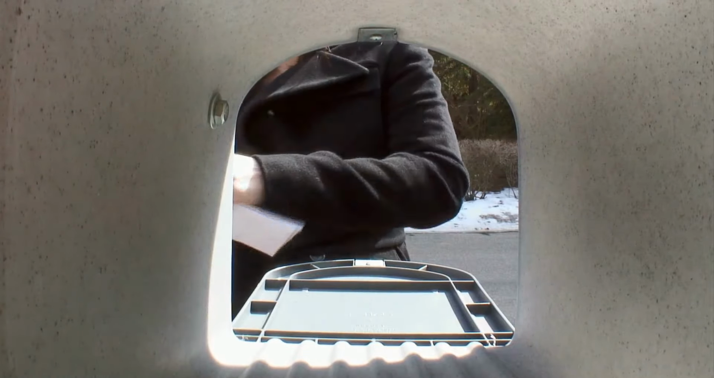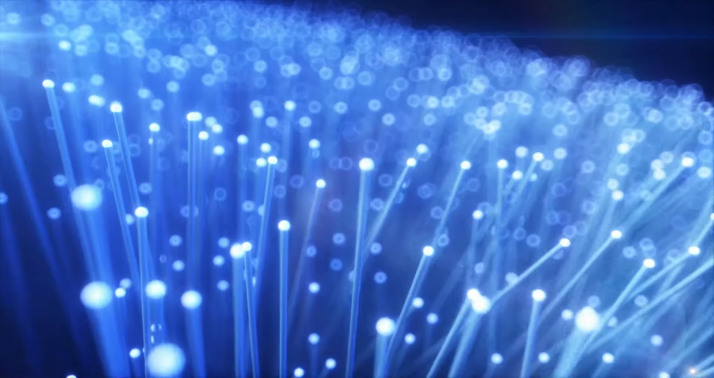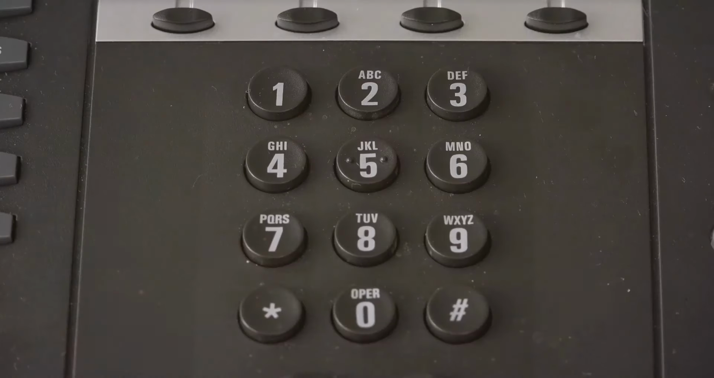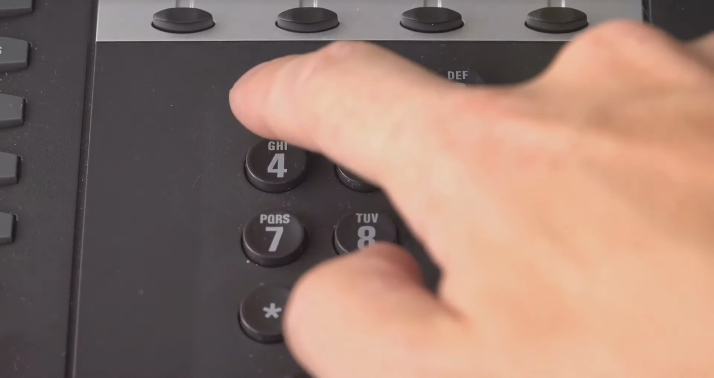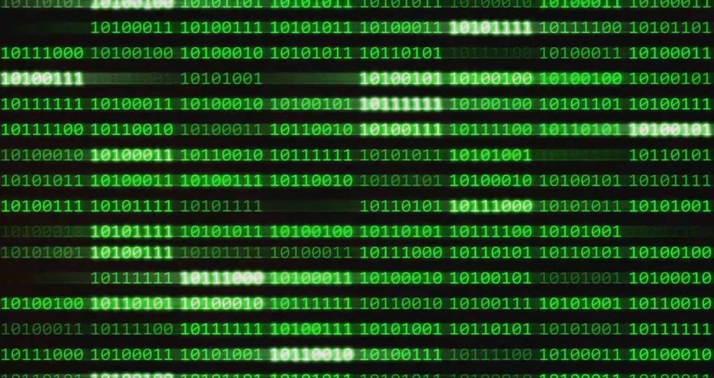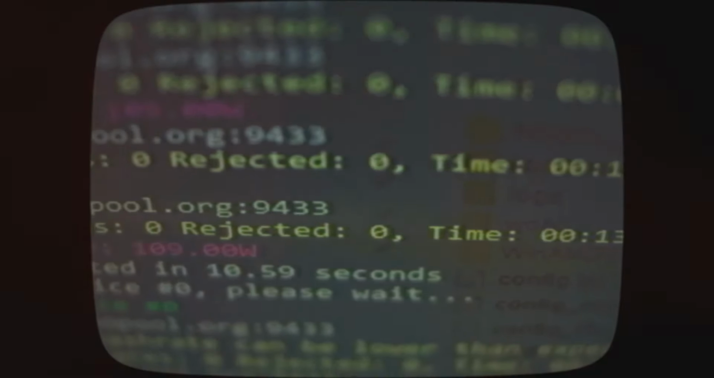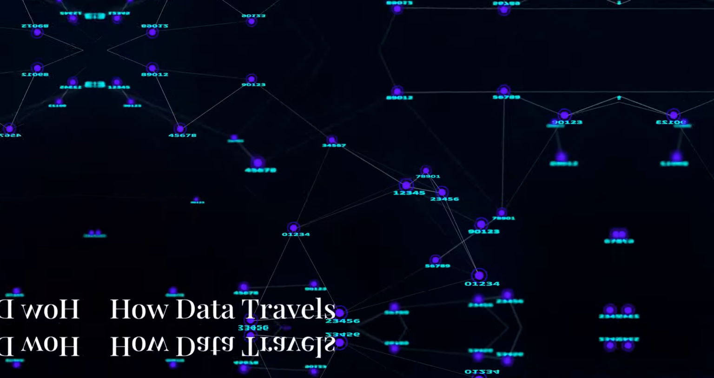Imagine trying to send a letter without an address. It wouldn't work, right? The same goes for the internet. Every device needs a unique identifier. That's where IP addresses come in. Think of an IP address as a device's unique phone number. It's a series of numbers that tells other devices where to send data. Without IP addresses, the internet would be a chaotic mess.